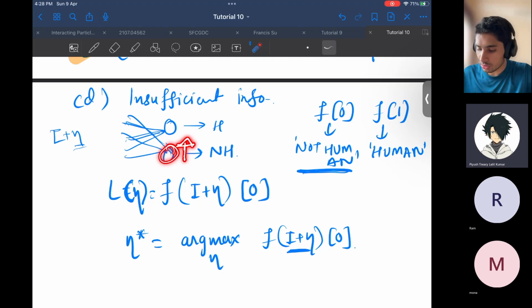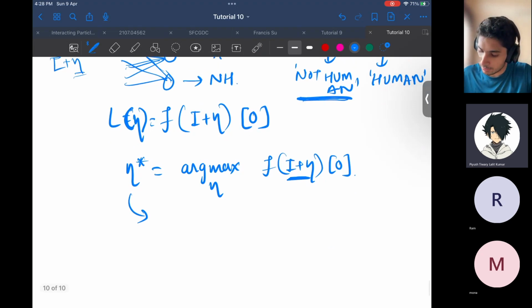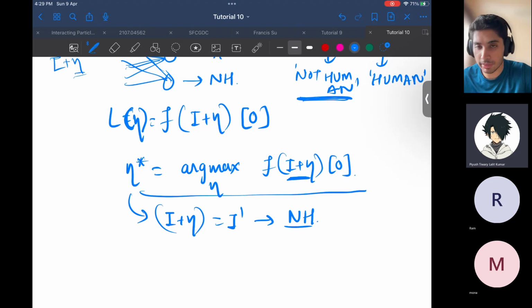So I can always solve this optimization problem using gradient descent. I hope by now you will agree with me on that, right? Such an eta will make this noisy image I plus eta, this new image, let's call it I dash, predicted as not human. I hope you will agree with me on that, right? Because that is how I have constructed my eta.